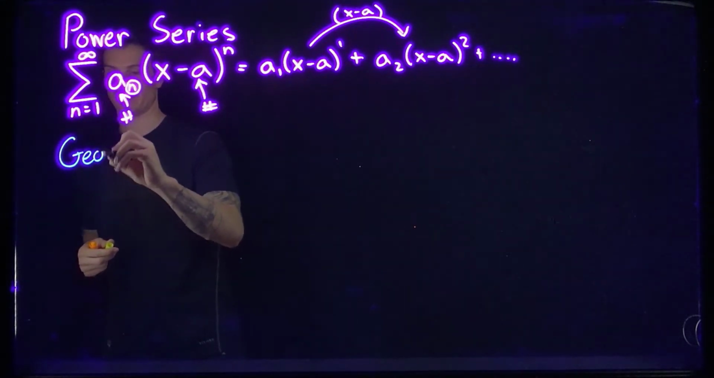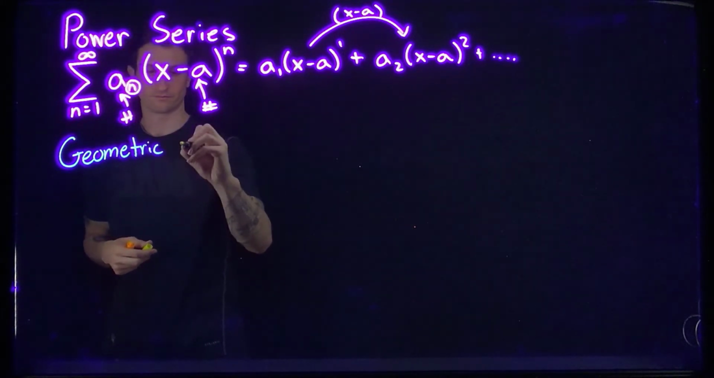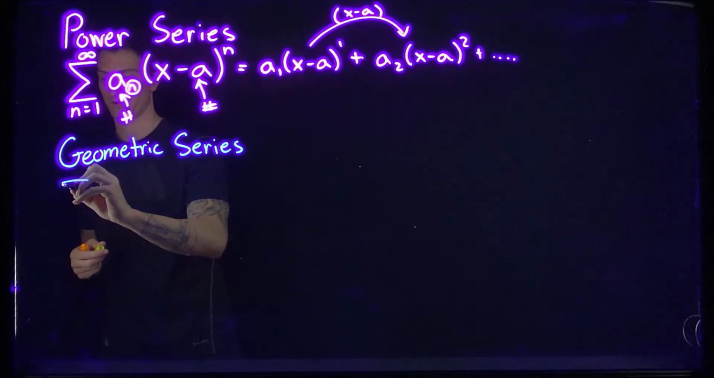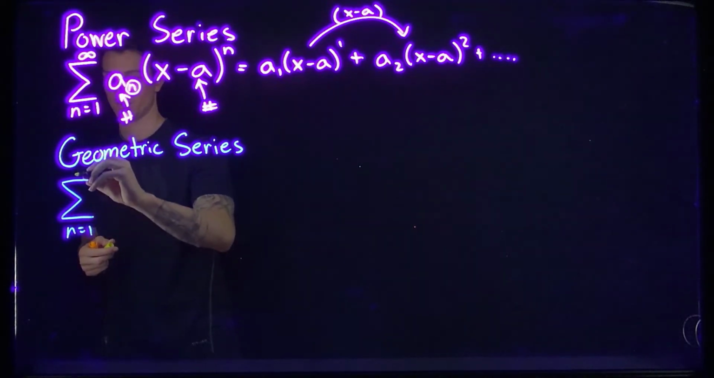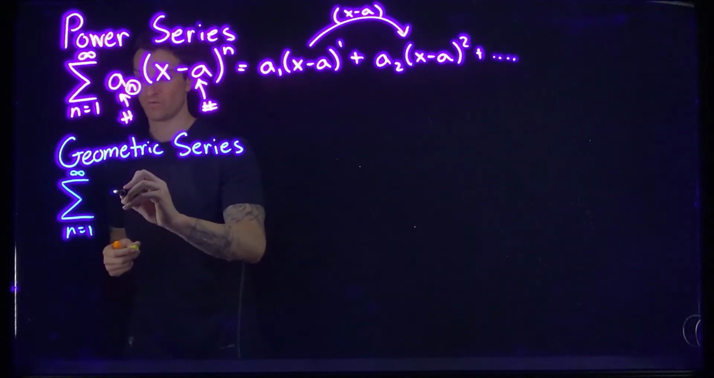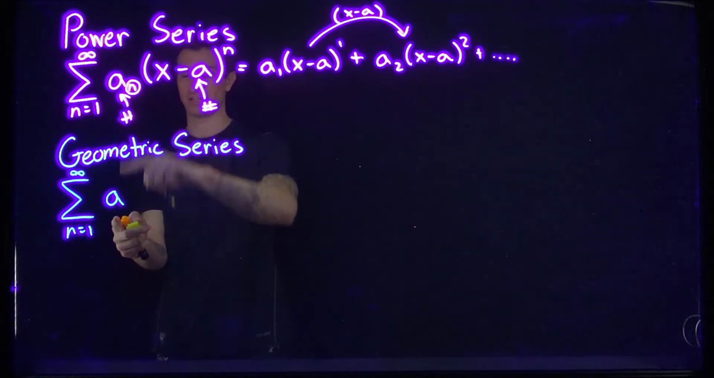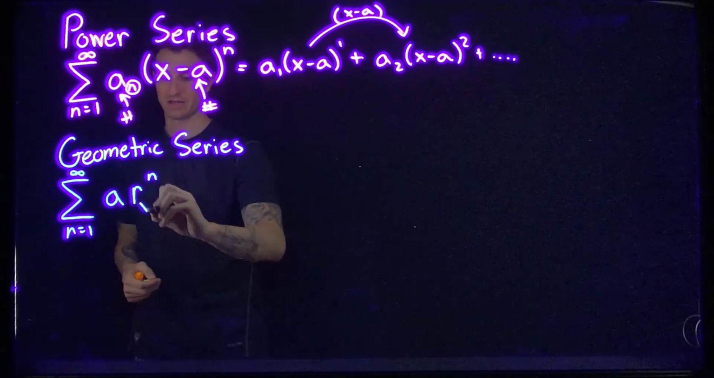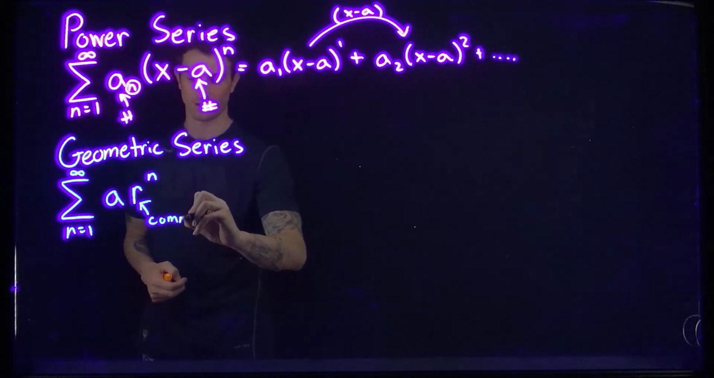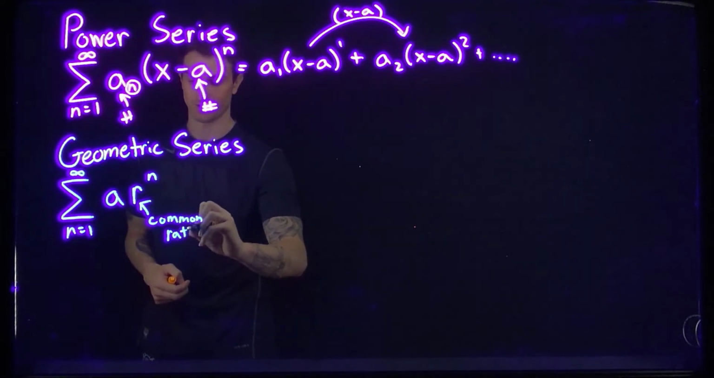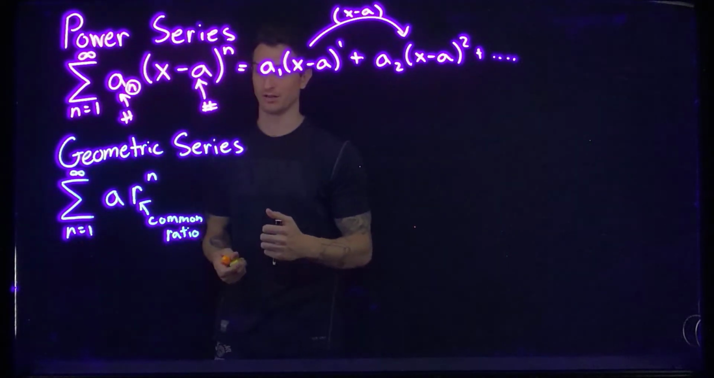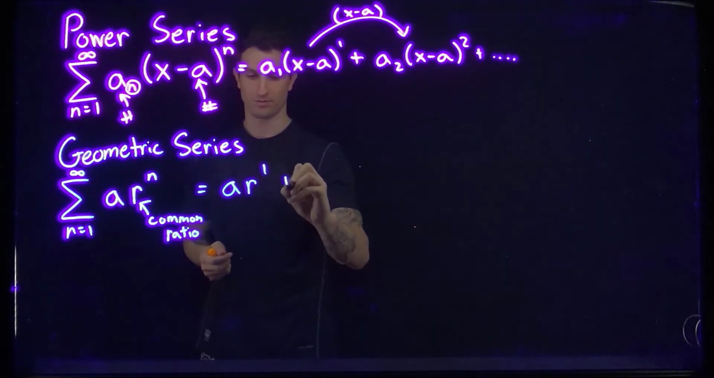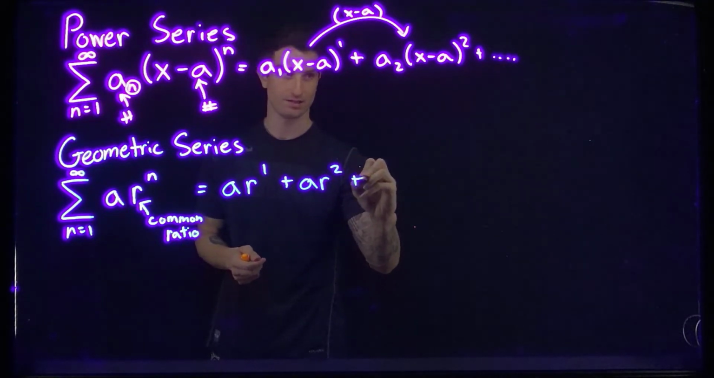So I'll write this here, geometric series. Just so we see the comparison between the two, let's do n equals 1 to infinity, and this is an abstract geometric series where we have a. Notice that this a is not changing, it's just a constant. And then we have r raised to the n power, where r is our common ratio. If you're wondering what a common ratio is, maybe go back and watch the geometric series video, because otherwise the connection between these two is going to be a little bit difficult. If we write out a few terms, we have ar plus ar squared plus dot dot dot.